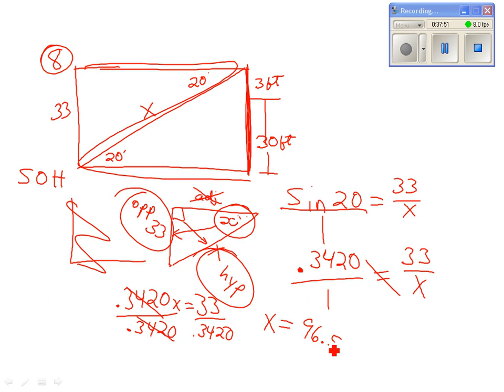If you're dividing by a decimal, what should happen to your whole number? Should get bigger, should go up. So it makes sense that this person's binoculars are 96 and a half feet from the whale. I don't know why you'd want to know how far the binoculars are from the whale, but this is what engineers do for fun. Yes. Other questions?